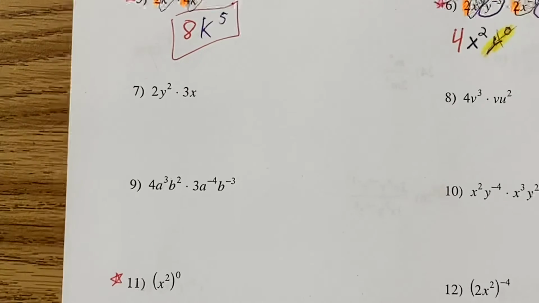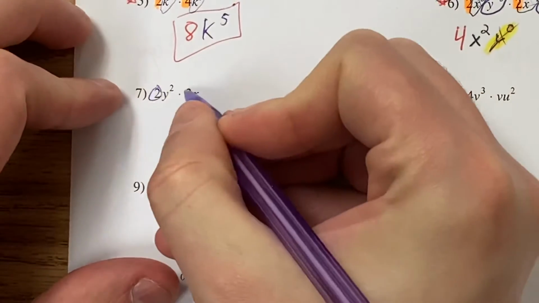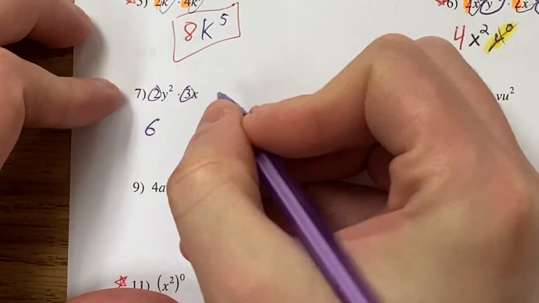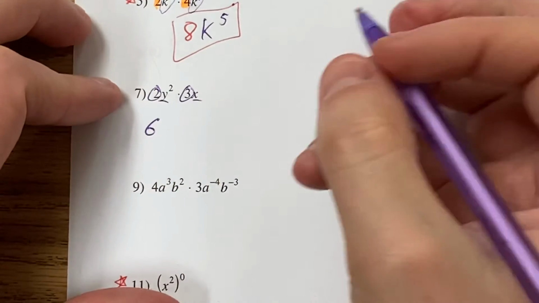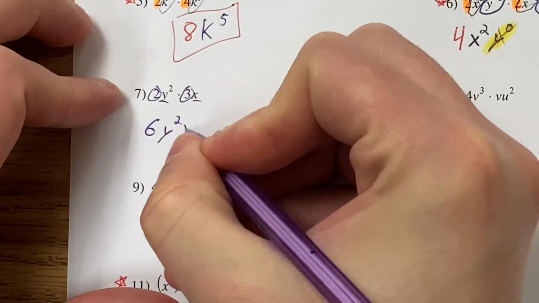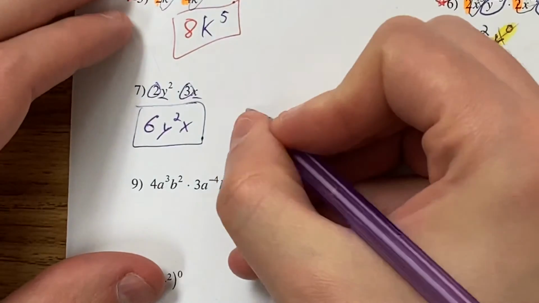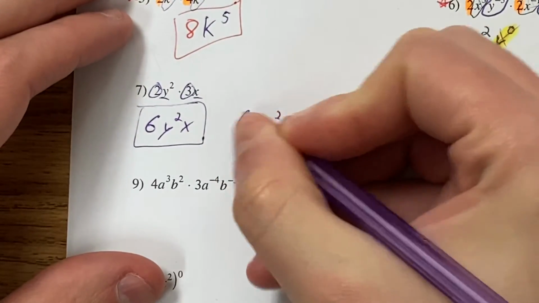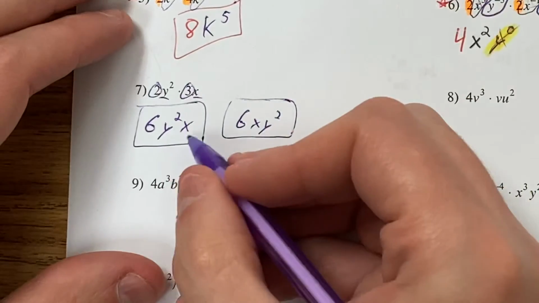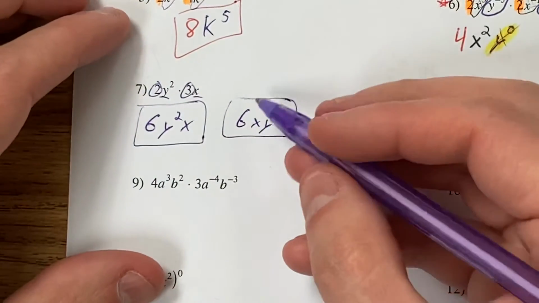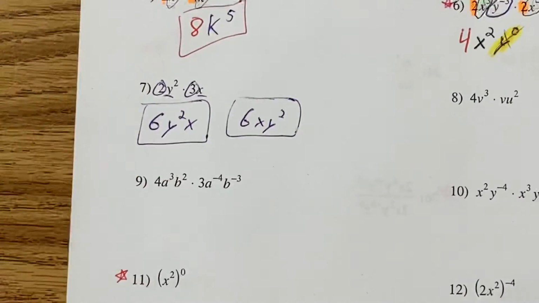Okay, if you want to try 7 and 8, you can. I'm going to go over it in 2 seconds. Okay, 2 times 3 is 6. These two things do not have the same base, so it's just going to be y squared x. You cannot combine them because they're not the same. If you want to write it as 6xy squared, you can as well. It does not matter. The order does not matter. Just make sure you're putting the number first. But after that, the letter order does not matter.